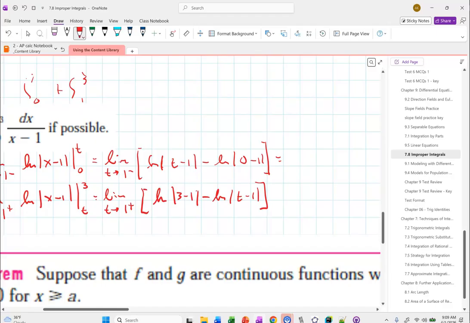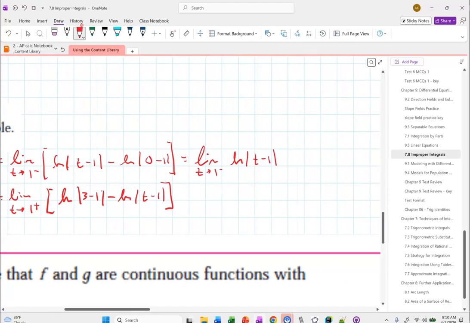All right. What is the limit as t approaches 1 from the left of the natural log of t minus 1? When I get a direct substitution, what am I getting? What's the natural log of 0? Nope. Close. It's negative infinity. It's not indefinite.